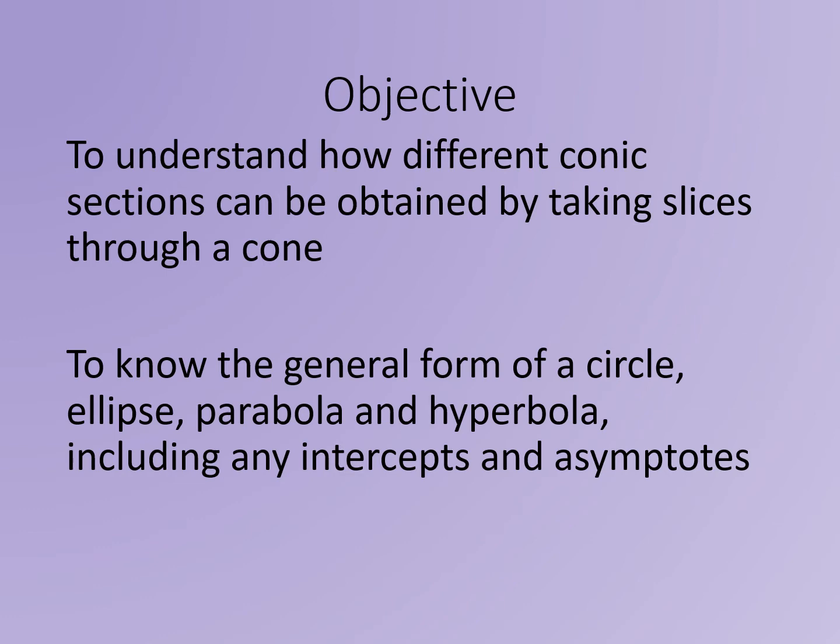This topic will look at different conic sections, including a circle, an ellipse, a parabola, and a hyperbola. We will look at how these can be obtained by taking slices through a cone, and also look at how to find any intercepts or asymptotes of these curves.